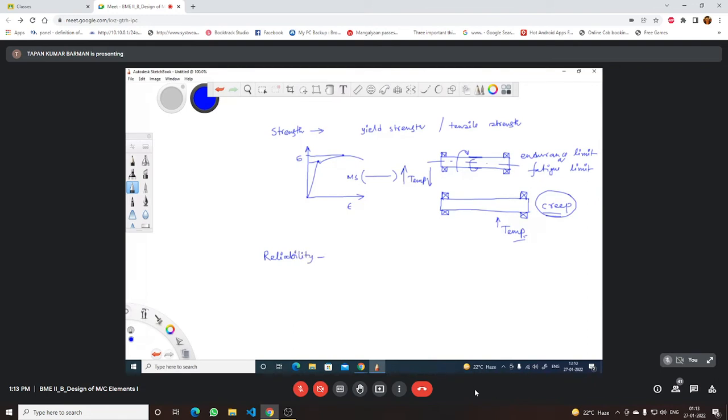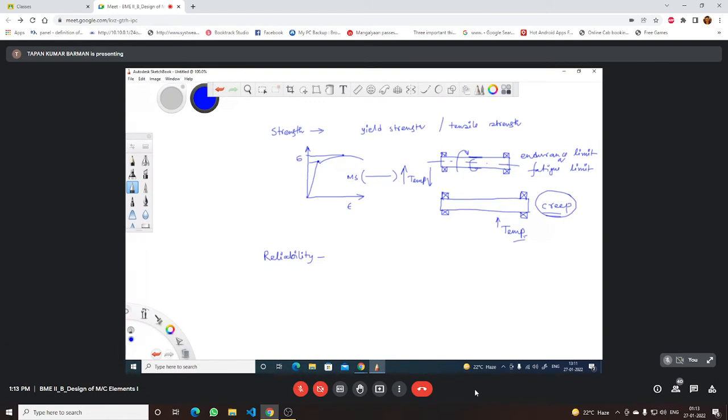The next parameter we may consider is called reliability of the material or reliability of the design. What is reliability? What is reliability by definition? You know, reliability is basically one statistical measure. So statistically, we can say what is the probability that a material, one component will not fail in use.